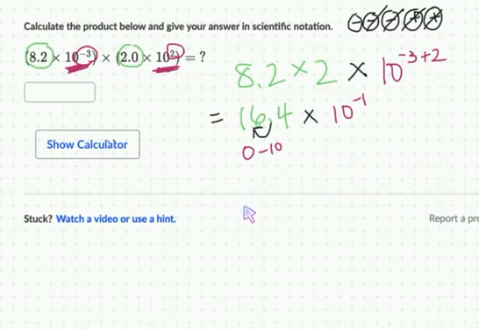The easiest way for me to do this is to write it in standard notation first. 16.4 times 10 to the -1st power means I need to move it back 1 and to the left. So it's going to be 1.64. That's my actual number. The actual answer is 1.64.